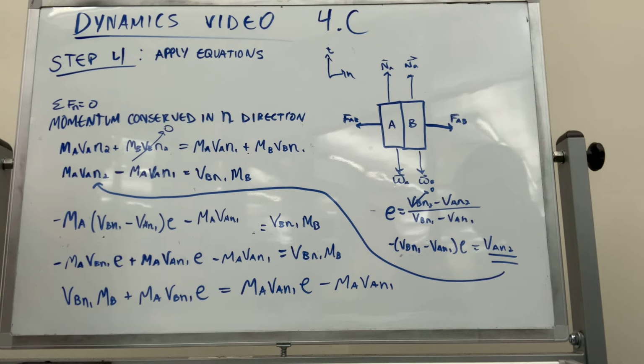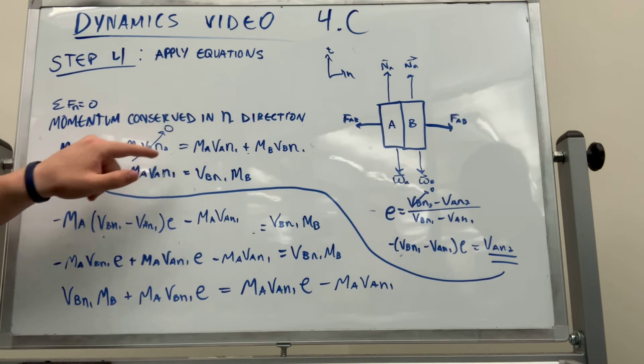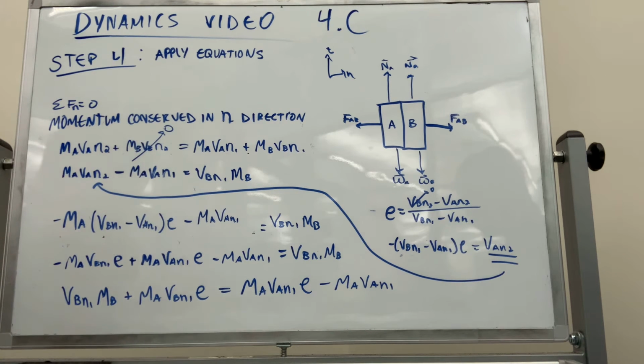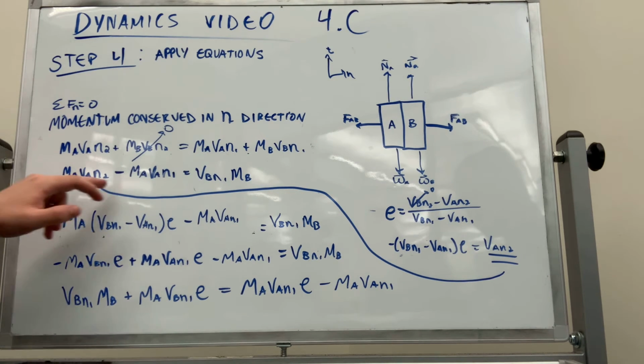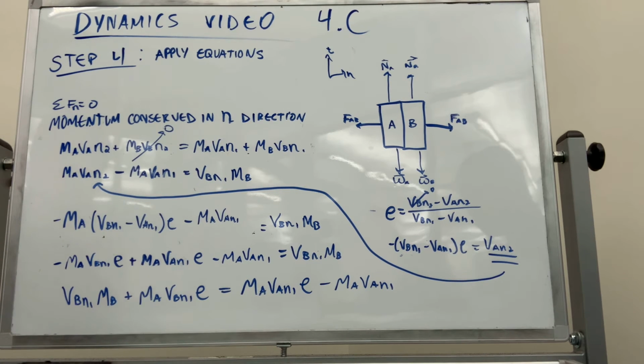Now, since VBN2 is 0, we can get rid of that term and make that equal to 0, which gives us this equation right here. Now, we have two unknowns in this situation. We do not know VAN2 and we do not know VBN1.